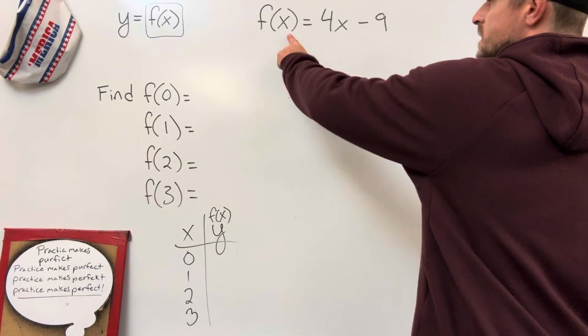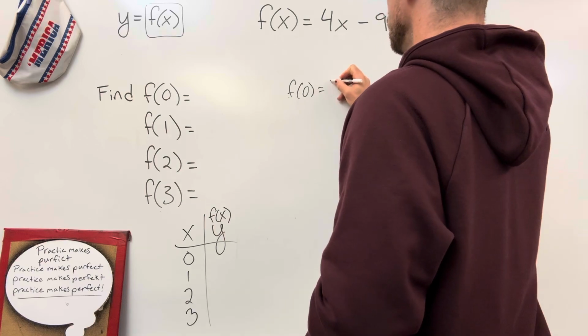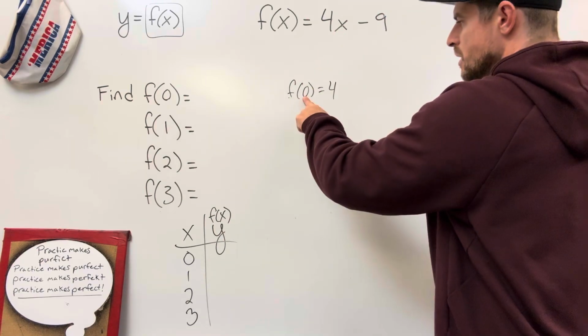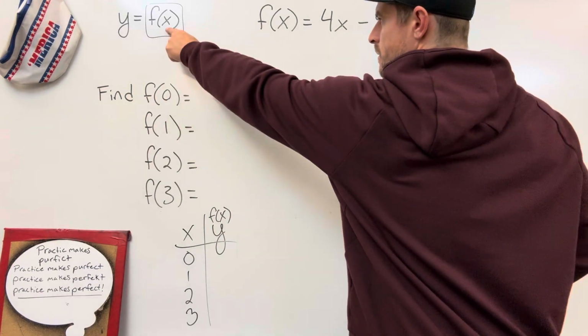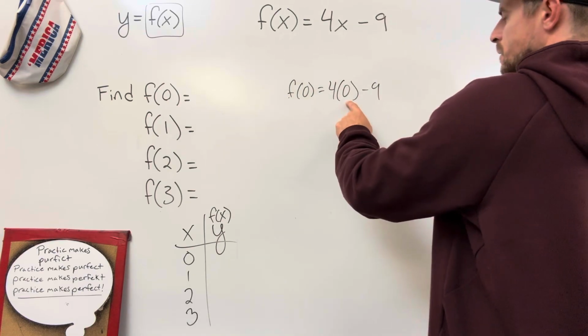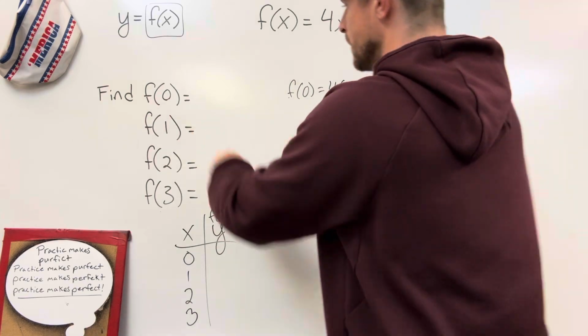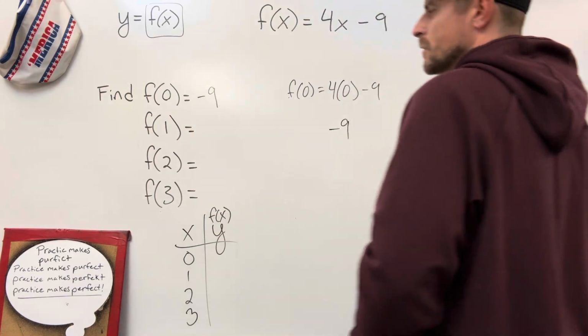So let's plug those numbers in and work them out. Here we go. F of 0 is equal to 4 times x. Remember, your x value is a 0, so we're going to put a 0 there. And then we'll take away 9. 4 times 0 is 0. 0 minus 9 is -9. So my output would be -9 for the first value.